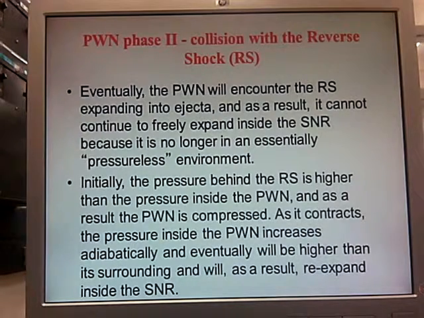So initially, what you have is the pressure behind the reverse shock is higher than the pressure inside the pulsar wind nebula, which means that the pulsar wind nebula is compressed on that side that's meeting the reverse shock. So it's going to be deformed. As it contracts, that pulsar wind nebula pressure will obviously increase, and then it will end up being higher than the pressure of the exterior, and it will be able to re-expand inside that supernova shock region.